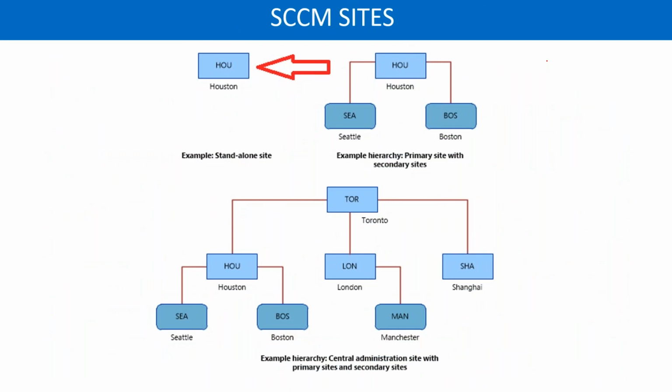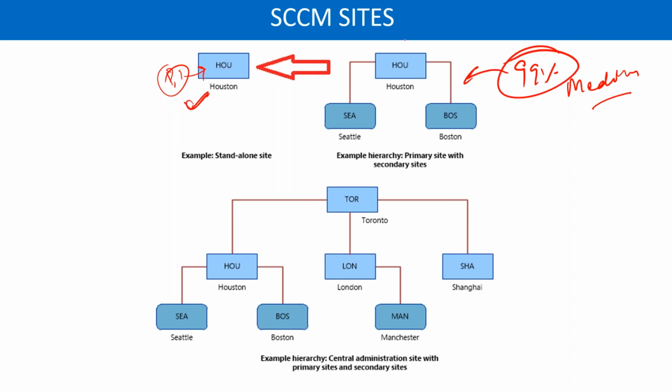So this is the architecture. For a small company, you will go with only one single primary site. For a medium-sized company, 99% of the time you will have this kind of architecture. You will have a primary here, and secondary sites in the branch offices. And this other kind of architecture is very rare.